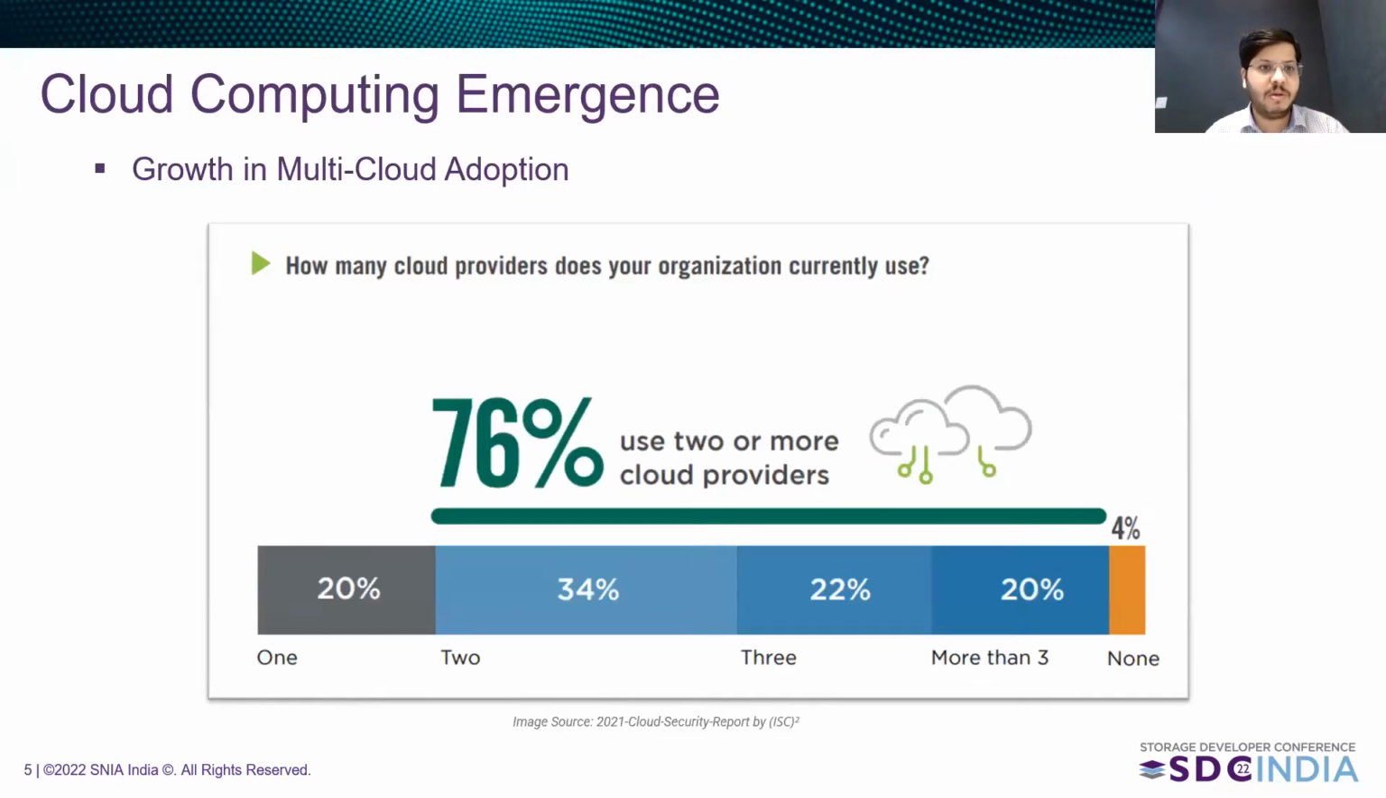For the growth of multi-cloud adoption, as per the ISC report, 76% of organizations are using two or more cloud providers, and 20% of organizations are using one cloud provider only. There are 4% of organizations that are not using any cloud provider, but they are targeting or have started migrating to a cloud.